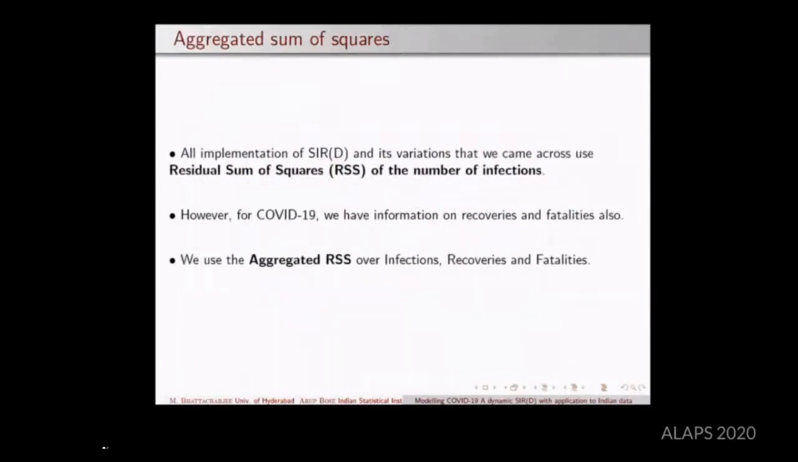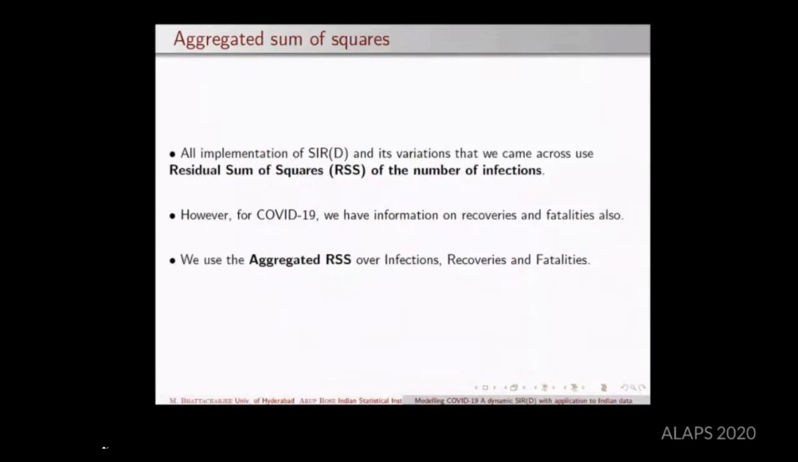All right, so one important novelty or variation that we have introduced concerns the SIRD model and its variations. All those that we came across in the literature use what is known as the residual sum of squares of the number of infections. However, for COVID-19, we have information on recoveries and fatalities also. So instead of using only the residual sum of squares for infections, we used the aggregated residual sum of squares for infections, recoveries, and fatalities.